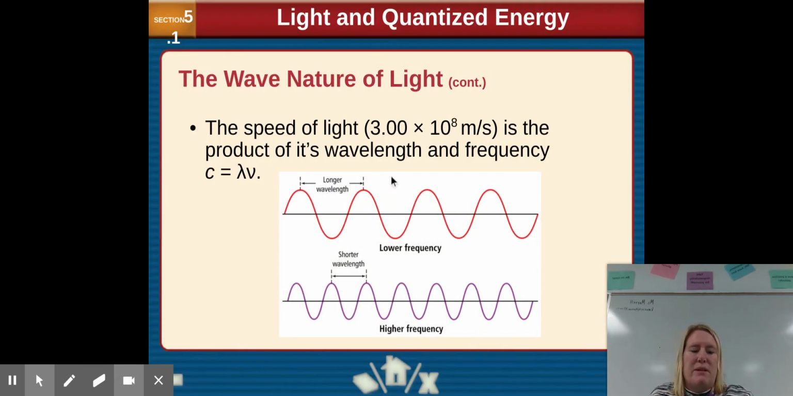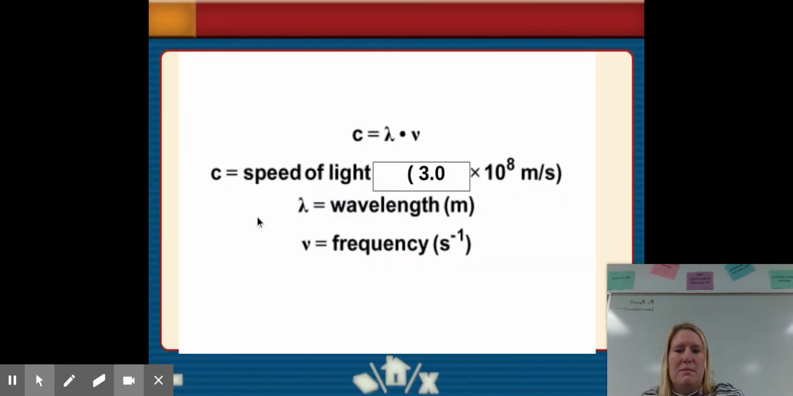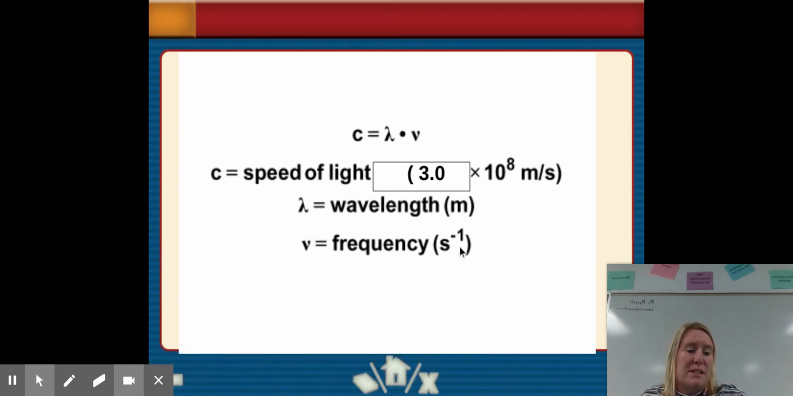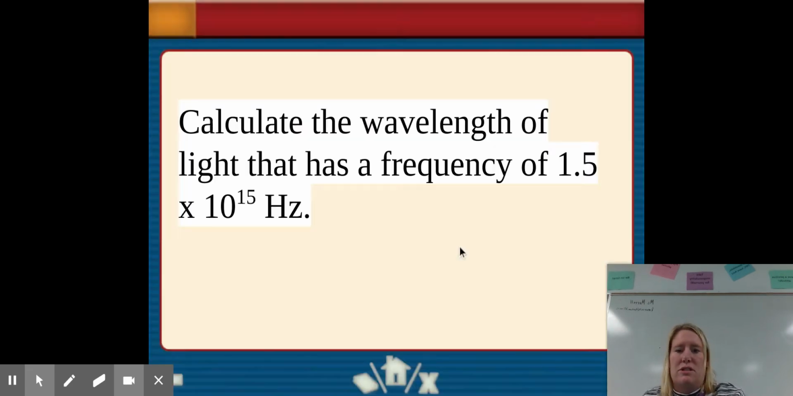So the speed of light for our classes, we're going to define as 3.0 times 10 to the 8th meters per second. And we're going to use this equation to solve some problems. So here we can see it again. c is the speed of light, 3.0 times 10 to the 8th. Wavelength is lambda, and we're going to measure that in meters. And frequency is in s to the -1, which means essentially you're dividing by seconds, or you can see it in hertz.